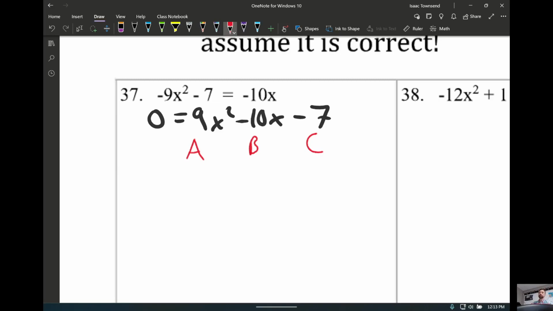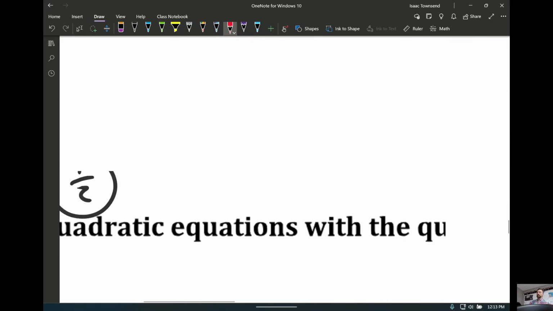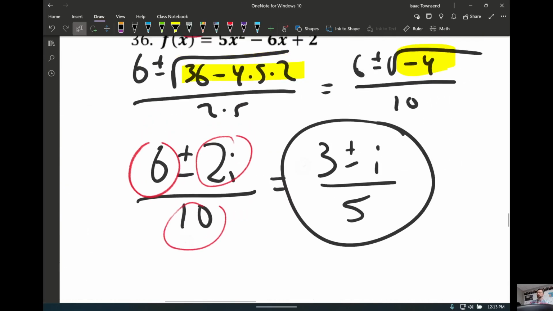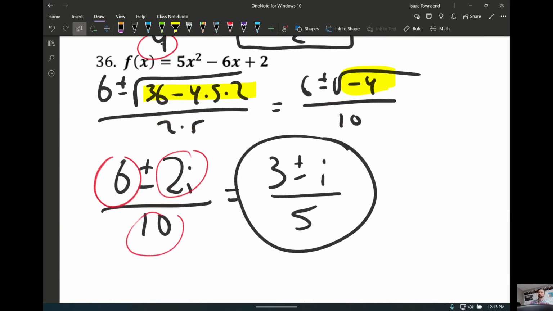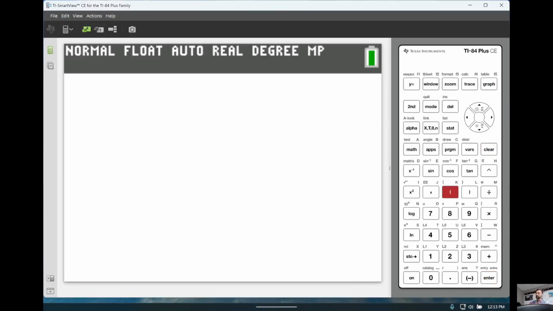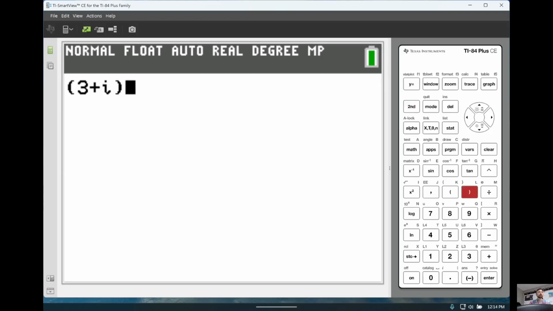So there is a way for you to check these with the calculator. Now again, you probably won't get a calculator on the test, but even if your answer is imaginary, like we got in number 36, your calculator can tell you if this is correct or not. So the way I would do that is I would store one of the answers, 3 plus i over 5. Now, it's not this i. This i is for when you're typing a message. It's this i down here that's a number. If you hit second decimal, it knows you're talking about the number i over 5.